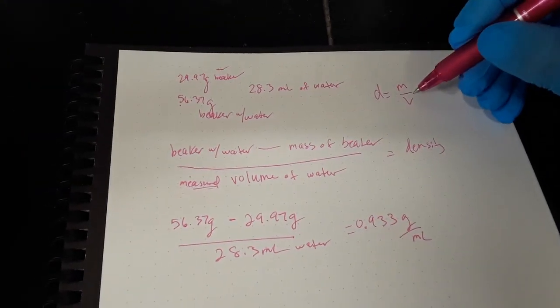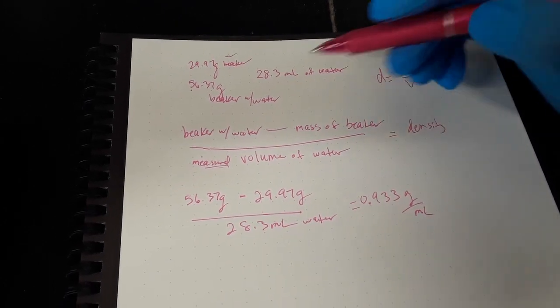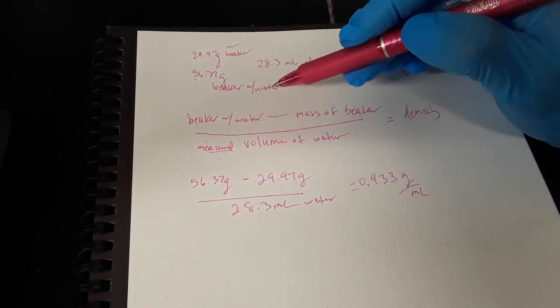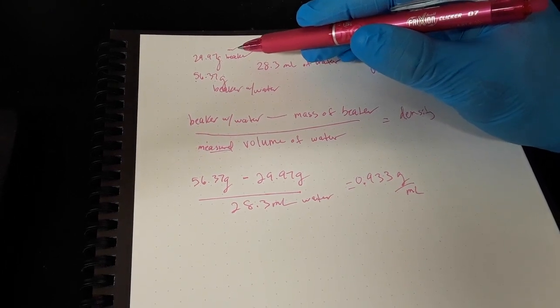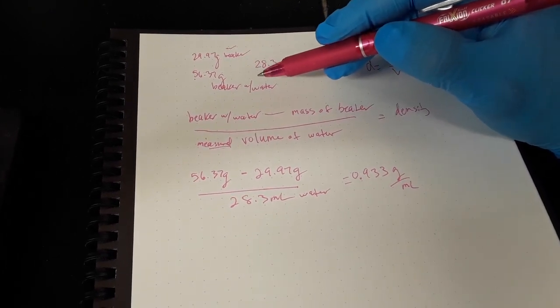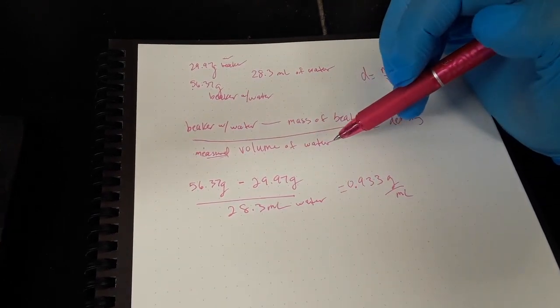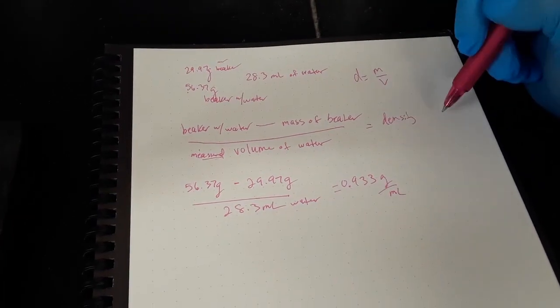So now it is time to calculate the density of water that we measured. So the first thing is I referenced the density equals mass over volume equation. This is the equation that you will use in order to calculate the density. What you need to use are the mass of your beaker with water, and you must subtract the mass of the beaker that you weighed in the first step. This will give you the mass of water that you measured. And you are going to divide that by the volume of water that you also measured in the previous step, and that will give you your density.